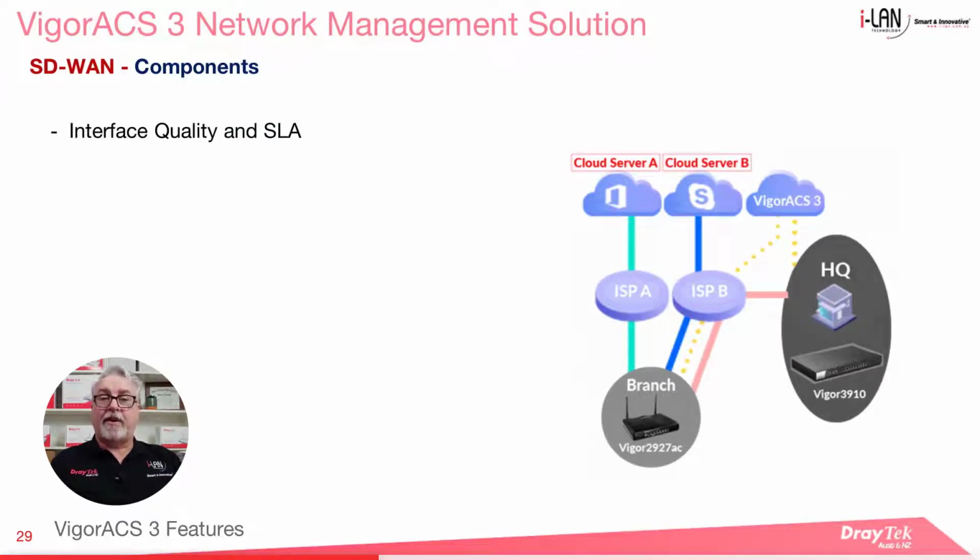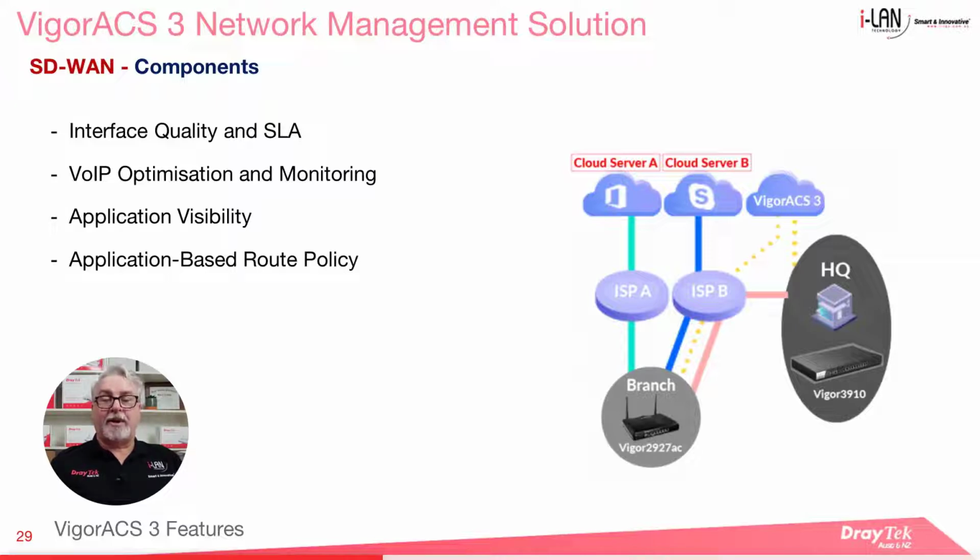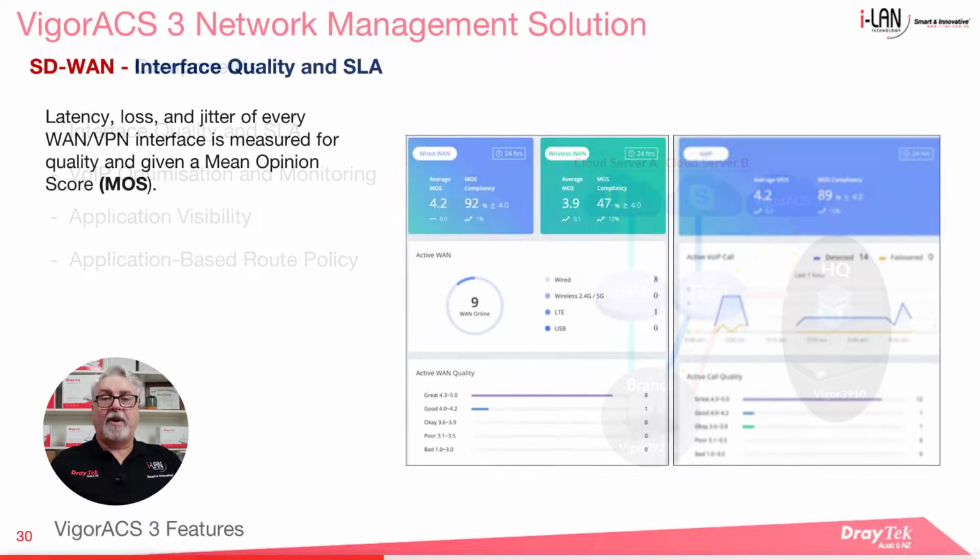There's a number of components that make up the SD-WAN feature in ACS 3. These are monitoring of interface quality, VoIP optimization and monitoring, application visibility, and also application-based route policy. The SD-WAN dashboard monitors latency, loss and jitter of every WAN and VPN interface. It measures for quality and it gives it a mean opinion score, abbreviated to MOS. This helps the network administrator to see the past and present reliability of all interfaces at a glance. The MOS compliancy is given as a percentage and indicates the reliability of the connections. Ideally, they should always be higher than the target MOS threshold.